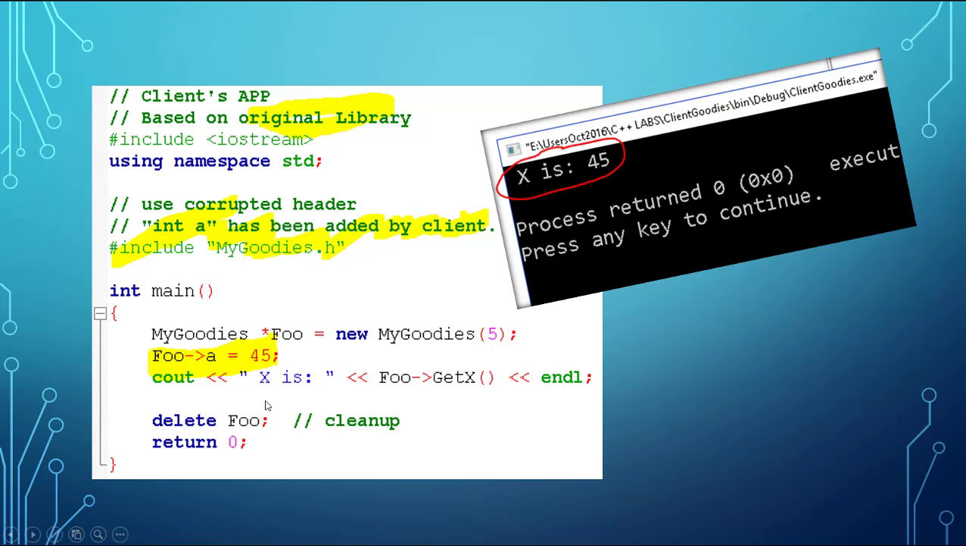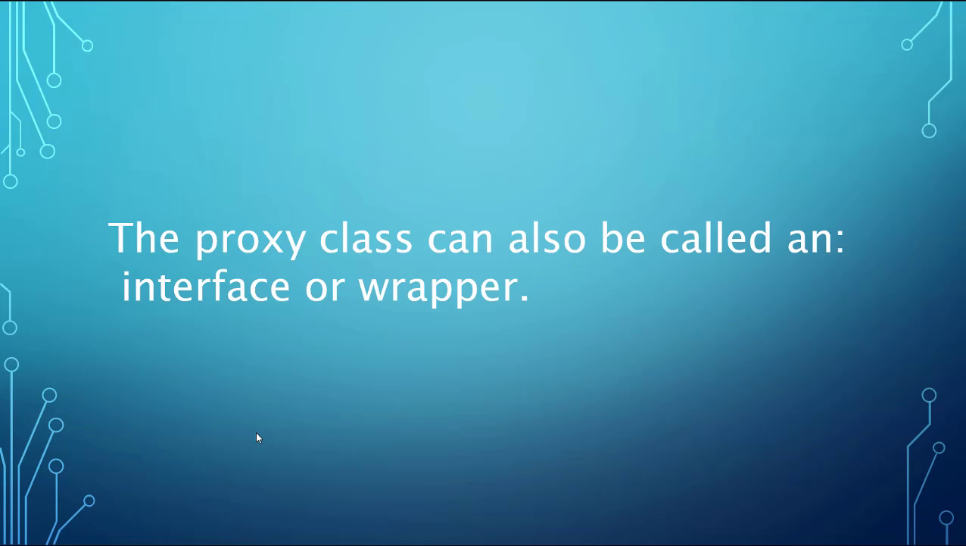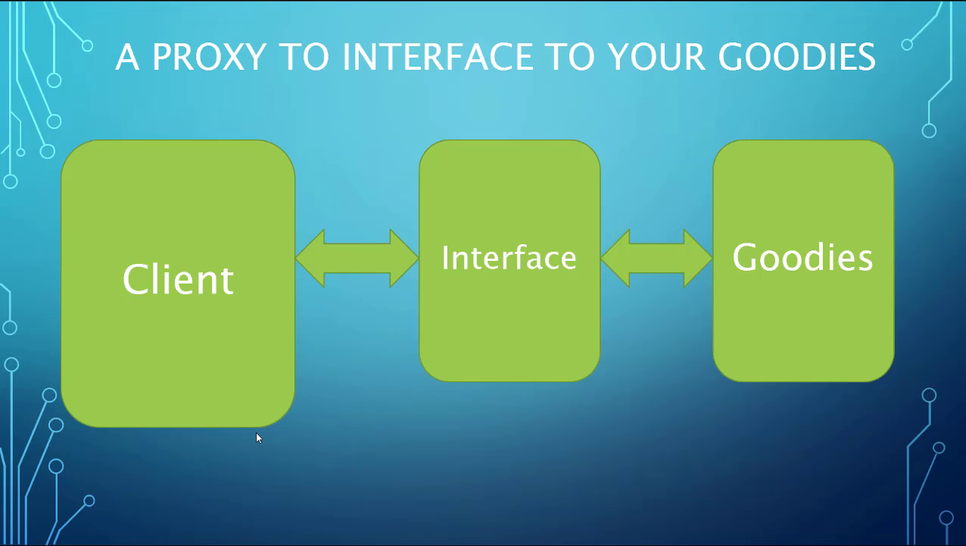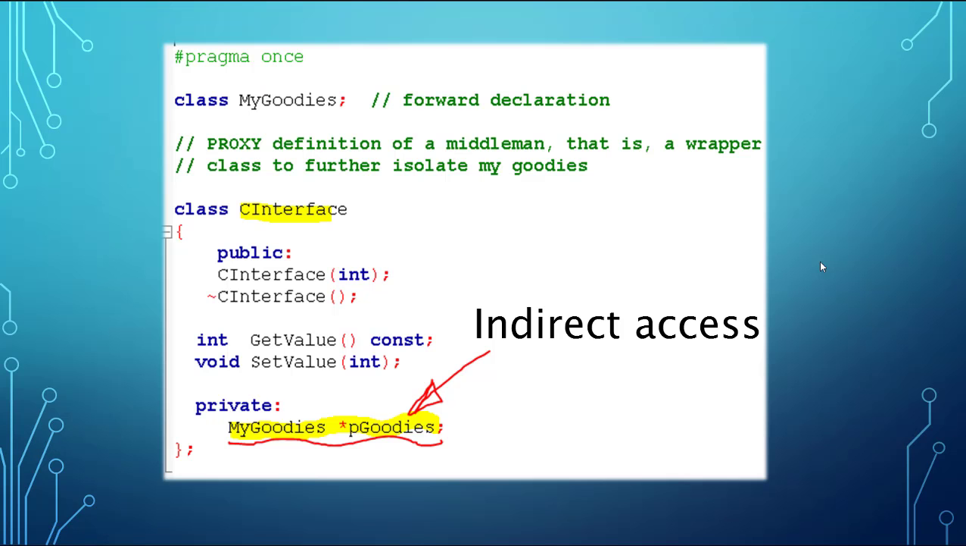And of course, I use foo just to relate the idea that this is a table, even though it is a class. I want to avoid direct access. I want to make them earn it. If they're going to hack in there, let them work for it. The proxy class, that middleman, a wrapper, an interface, can be used. Again, I have MyGoodies. I want to set up a middleman so that I'm not going to make it easy for the client to just scooch right over there. You can still do it, of course. So I want all requests to go through the proxy interface.